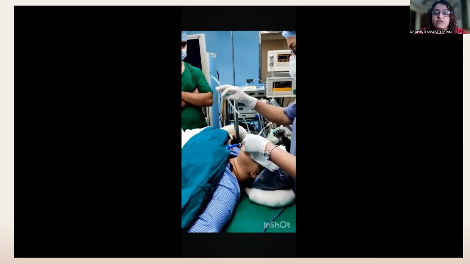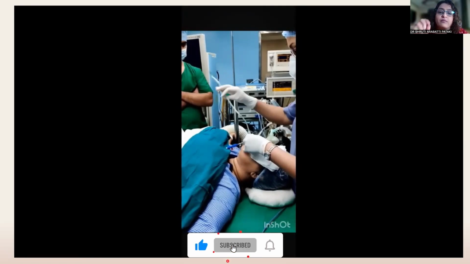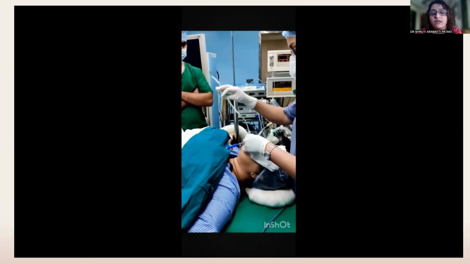The second most important confirmatory sign is if your Ryle's tube can be passed easily. That means the tip of the LMA is in the esophageal opening and your nasogastric tube is passing easily. So that is one of the confirmatory signs that the LMA is in place. It's not displaced. You don't have to remove it. So even before you've attached your circuit and checked for auscultatory signs, you've already realized that this is in place.